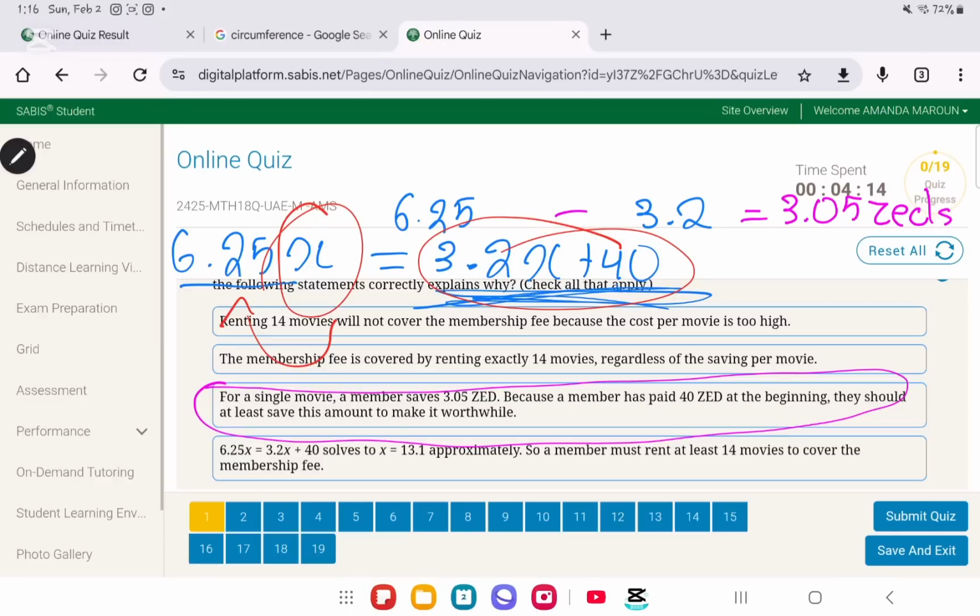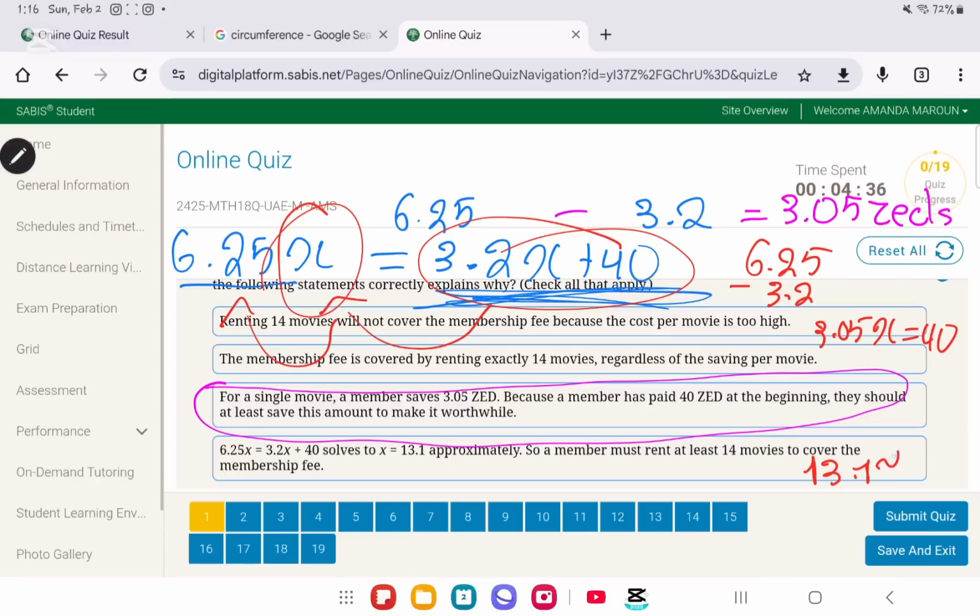So you're gonna bring this to the other side, so 6.25 minus 3.2, again you're gonna get 3.05x is equal to 40. So then we are gonna do 40 divided by 3.05 and you're gonna get an answer of 13.1 approximately, okay?